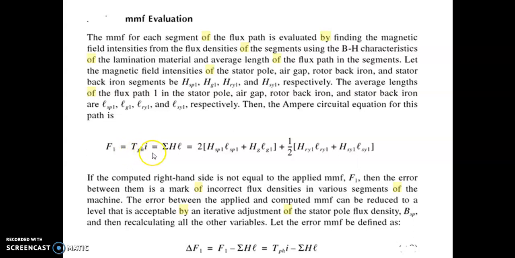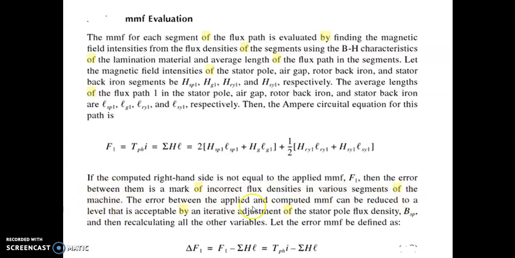So T phase multiplied by I is equivalent to the summation of H into L. This summation can be expressed as twice of (H_SP1 into L_SP1 plus H_g into L_g1) whole bracket, plus half of this into (H_RY1 L_RY1 plus H_SY1 L_SY1). If the computed right hand side is not equivalent to the applied MMF F1, then the error between them is a mark of incorrect flux densities in the various segments of the machine.